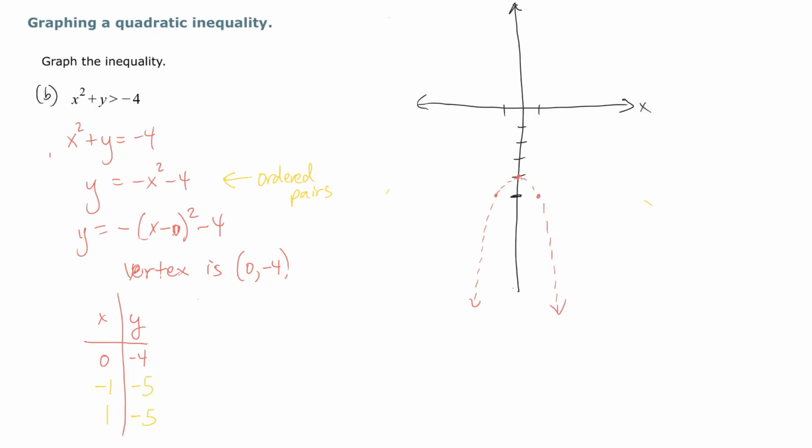For convenience, pick a test point. Let's test the original inequality, x squared plus y. Well, we're going to test 0, 0 in x squared plus y greater than negative 4. Is 0 plus 0 greater than negative 4? And the answer is yes, that is true. So we got to shade 0, 0. So how do we shade 0, 0? We're going to shade this way. 0, 0 is on the outside of this parabola. That's the only way we could shade 0, 0.